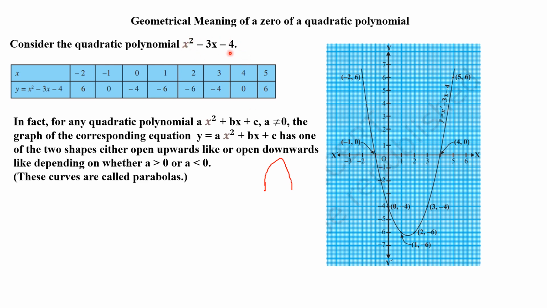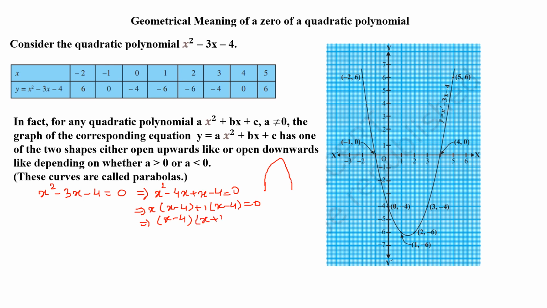And we already studied in grade 9 how to find the zeros of the polynomial. So if you see x square minus 3x minus 4, without plotting a graph, if I have to find the zeros, what we used to do? We used to write x square minus 3x minus 4 equal to 0. And let's factorize it. So it will be x square minus 4x plus x minus 4 equal to 0. So x, if I take common, it will be x minus 4 plus 1 times x minus 4 equal to 0. So it will be x minus 4 into x plus 1 equal to 0.